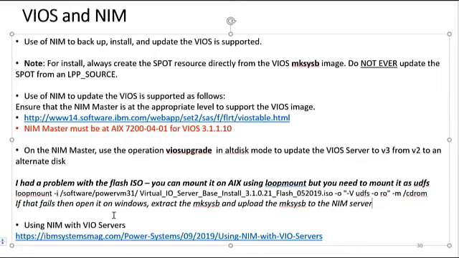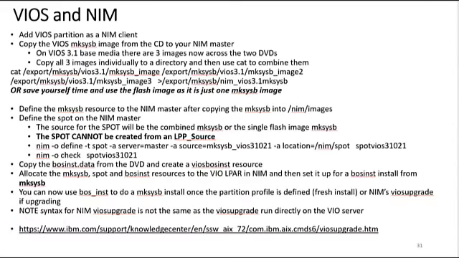And there's a nice link here on using NIM with the VIO servers. This is pretty standard stuff. You're going to add your VIO server partition as a NIM client, which also speaks to the fact that your NIM server needs to be standalone. It needs to have its own network card and its own SAN card, because if it's going to back up and restore VIO servers, it can't be depending upon them. So we're going to copy the flash image, the mksysb image from the CD to the NIM master, and basically we extract it from the ISO image.